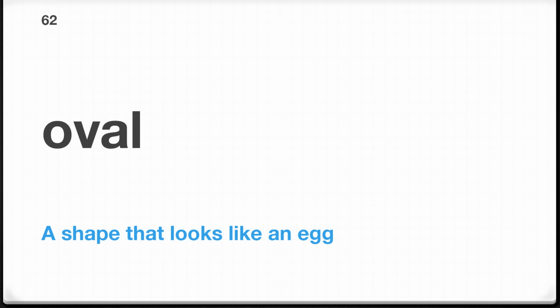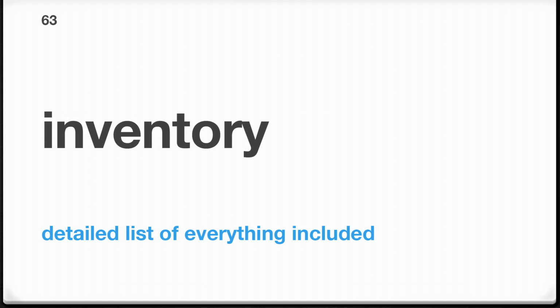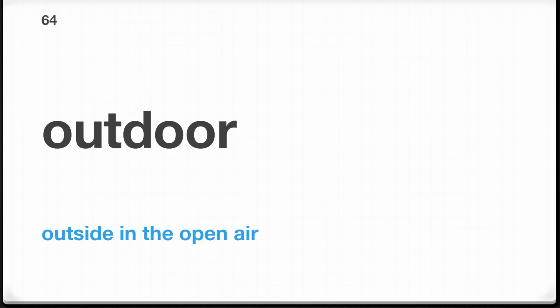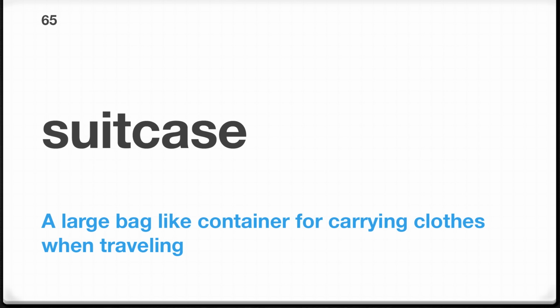A shape that looks like an egg. Oval. Detailed list of everything included. Inventory. Outside in the open air. Outdoor. A large bag-like container for carrying clothes when traveling. Suitcase.